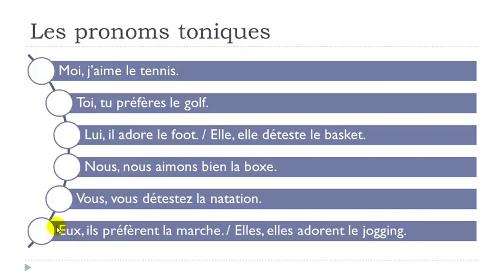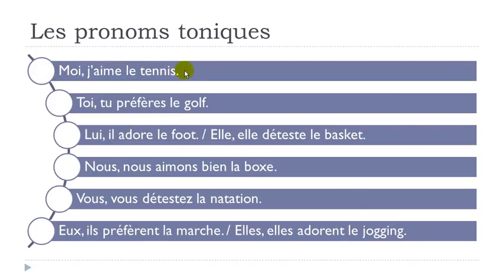So let's see the masculine form. If you remember, it was pronom tonique. Il préfère, so préférer, to prefer. Il préfère la marche. La marche is coming from the verb marcher, to walk, okay? Il préfère la marche. And then the feminine example. Elles adorent le jogging. Okay, let's read them one more time.